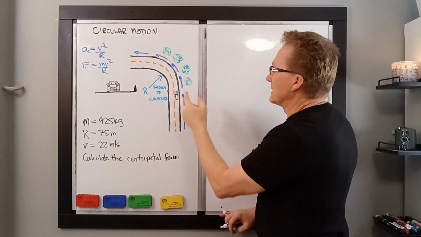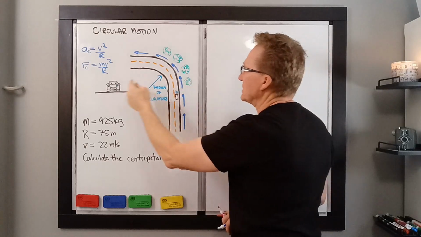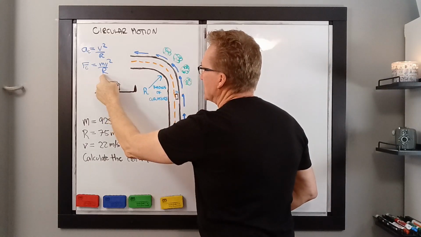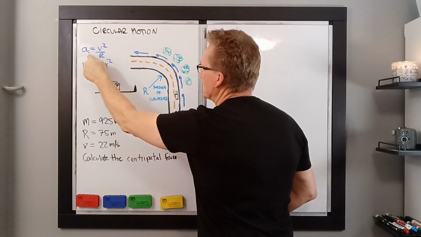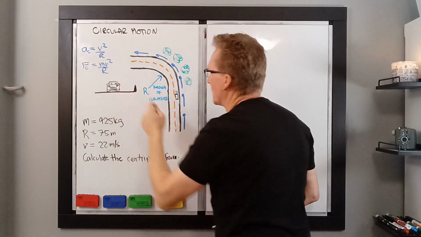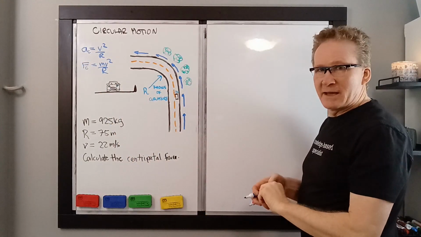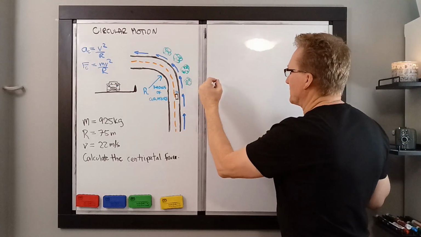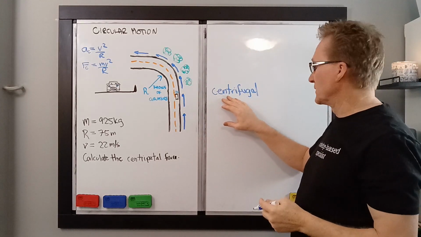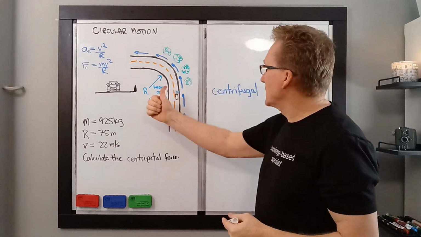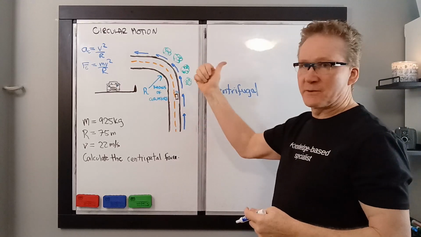The value of that gravity or that acceleration is going to be equal to this. It's mv squared over r, or the acceleration, which is in gravity units, v squared over r. Sometimes people call that the centrifugal force. I'll just write that up here. Centrifugal force. It acts away from the center. It pushes you in this direction.